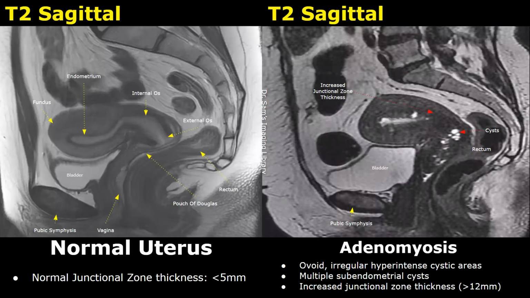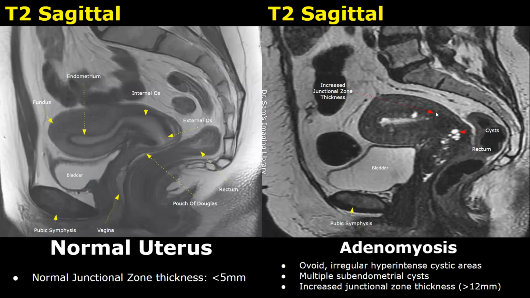In adenomyosis, the endometrial tissue is found in the myometrium. In a T2 sequence, we will find ovoid, irregular, hyperintense cystic areas within the myometrium or just below the endometrium. Multiple subendometrial cysts are seen. Another feature is an increased junctional zone thickness. The thickness will be more than 12 millimeters.